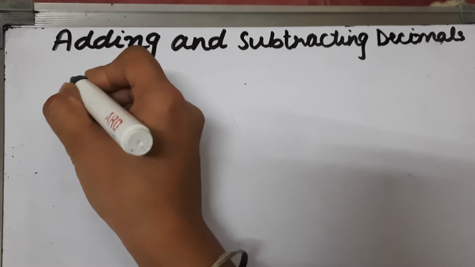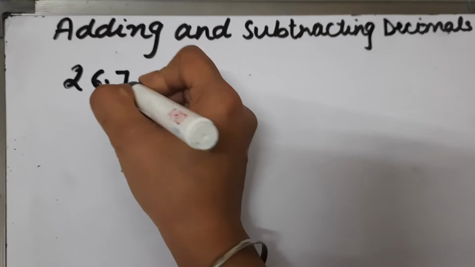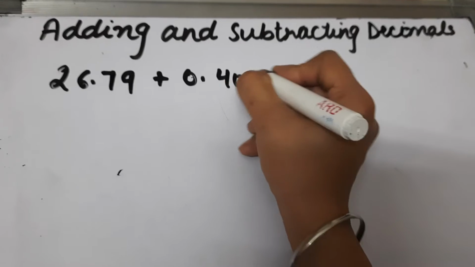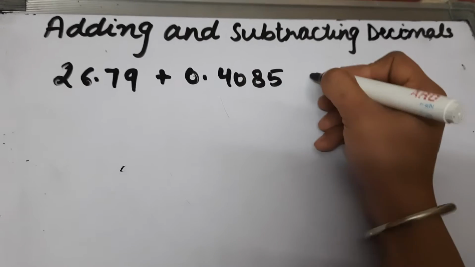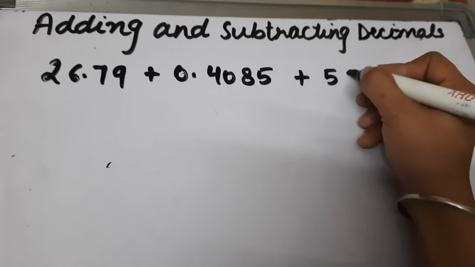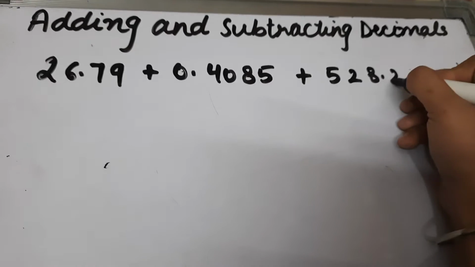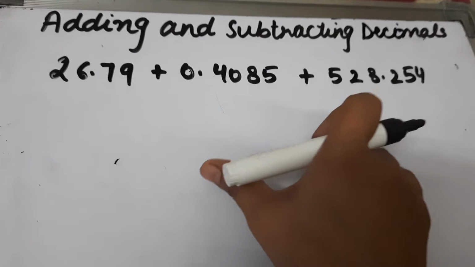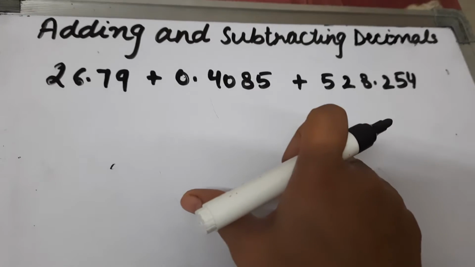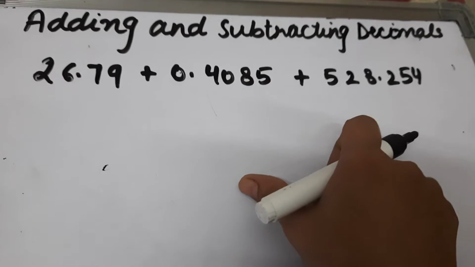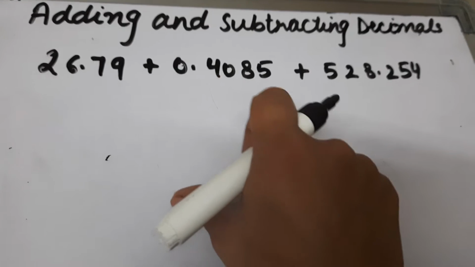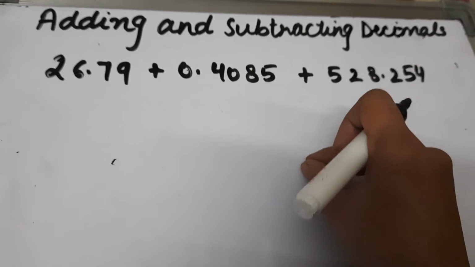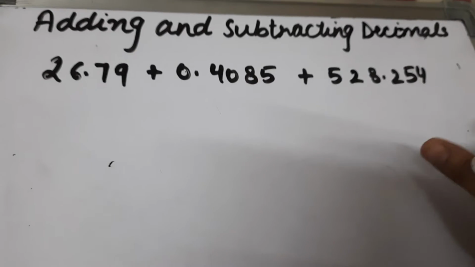Suppose I have to add 26.79, 0.4085 and 528.254. I have to add these three decimal fractions. The thing you have to keep in mind is that the decimal points should be in line. That means the digits at each place, the tens place, ones place, tenth place, hundredth place, should be in line.